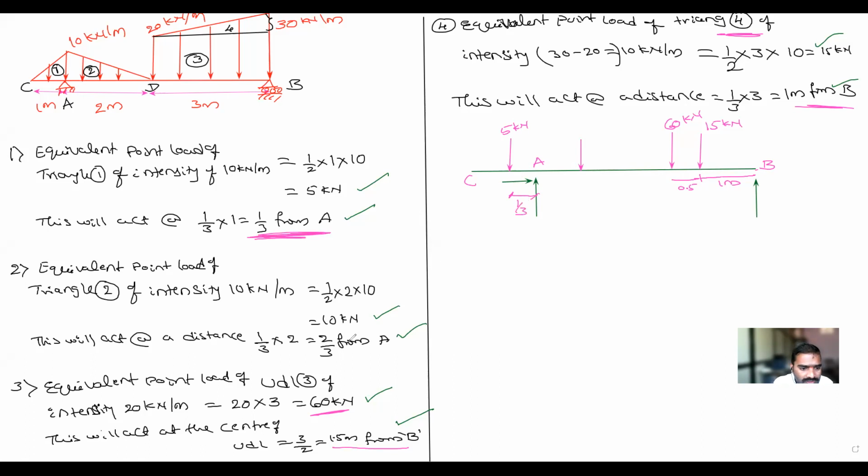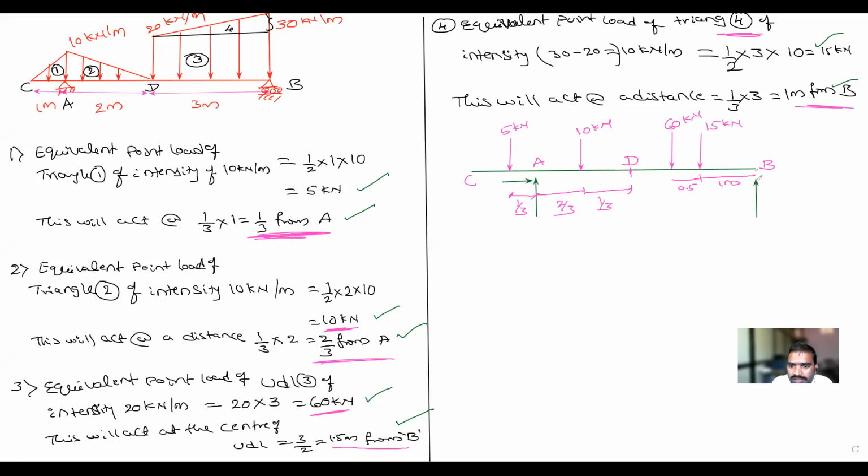Are you getting it? Next, the second load, how much is it? 10 kilonewton. Where is this acting? It is acting at 2/3 from the A. So from A, how much is it? This is 2/3. If this is 2/3, then how much remains? That is from the D. Total A to D, can you tell me? A to D is 2 meter. Out of 2 meter, if this is 2/3, then how much remains? That is 1/3.